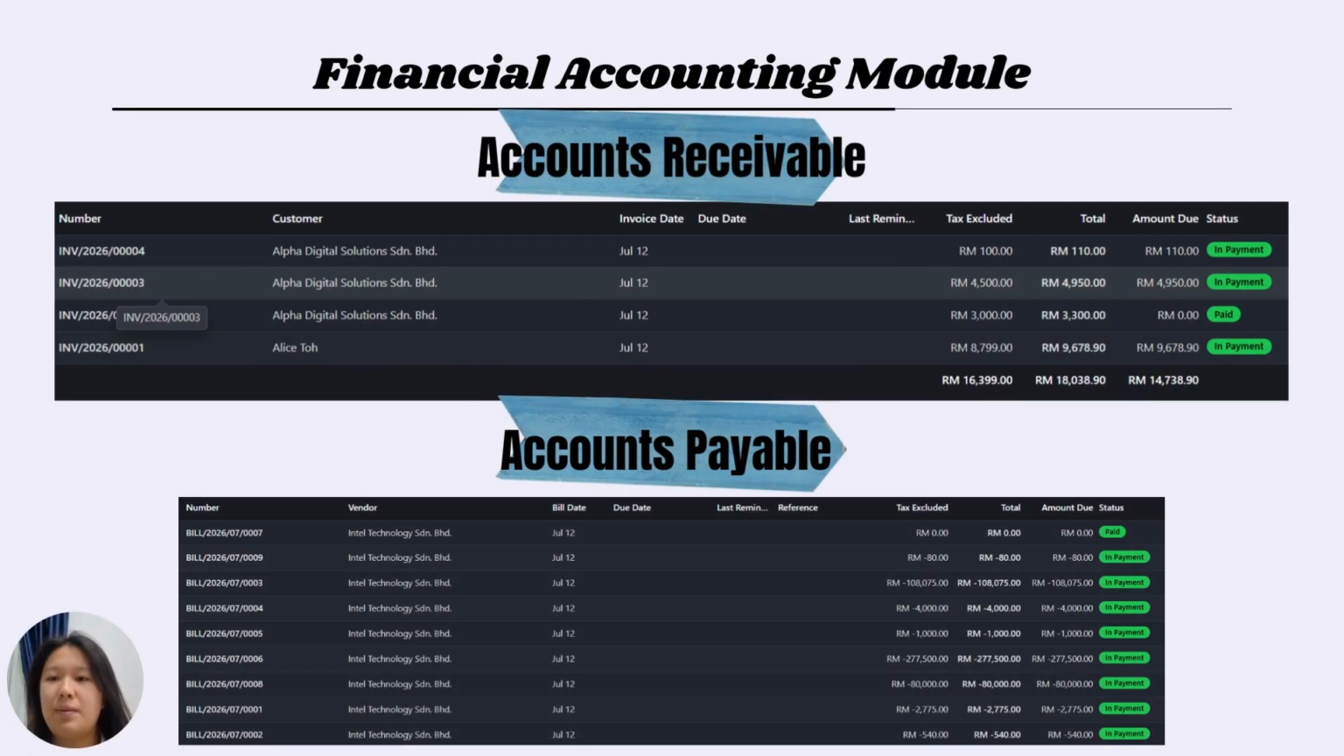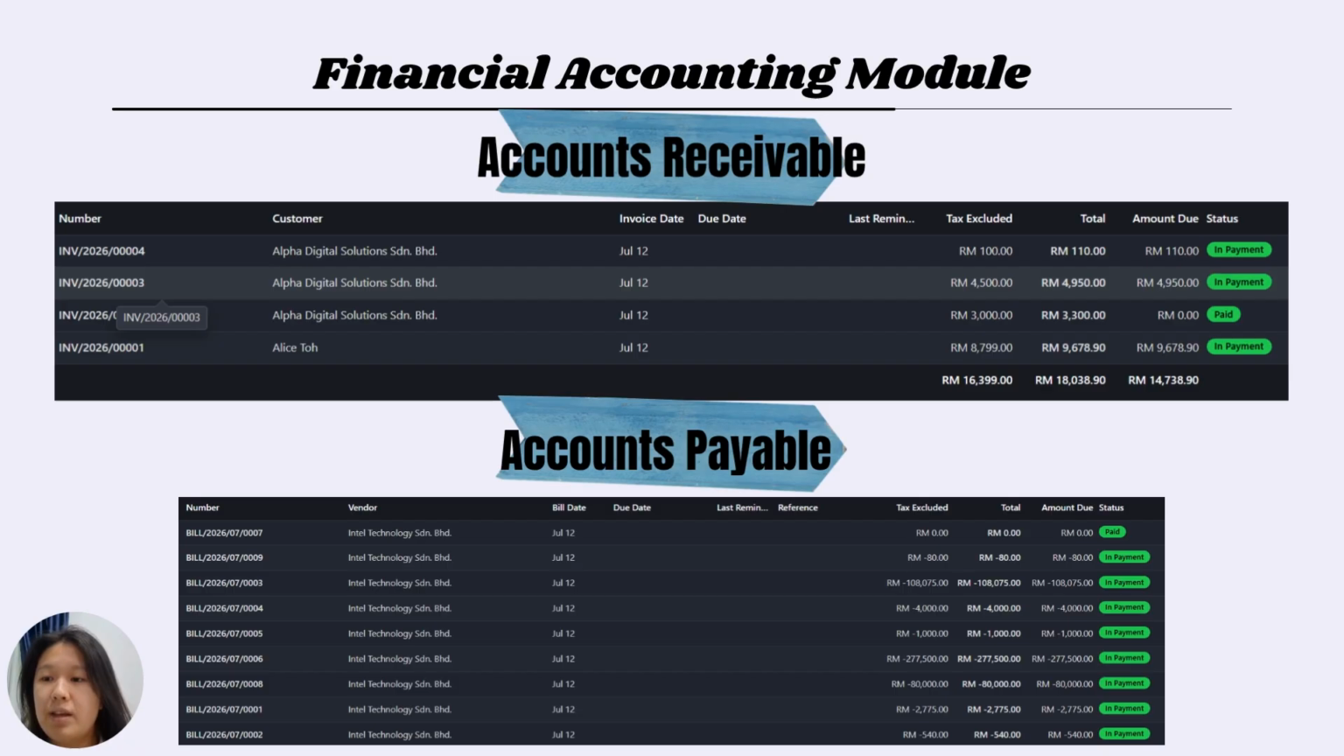Next, we can look at the management of our customer and vendor balances. On the top of the slide, you see the account receivable report, which shows all the outstanding customer invoices. For instance, we have issued invoices to Alpha Digital Solution for amounts like 110 ringgit and 4,950 ringgit, and to the LA store for 9,678 ringgit 90 cents. The status column helps us quickly identify which invoices are in payment and which are paid.